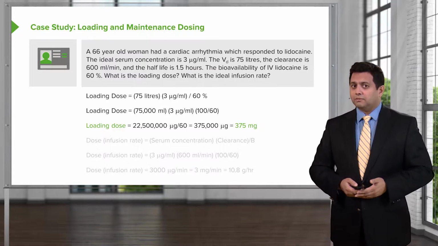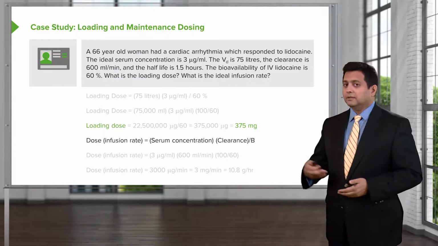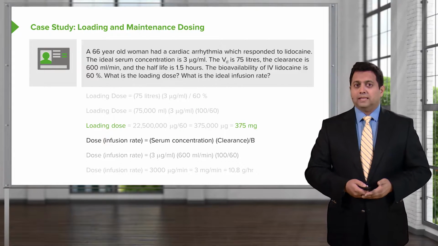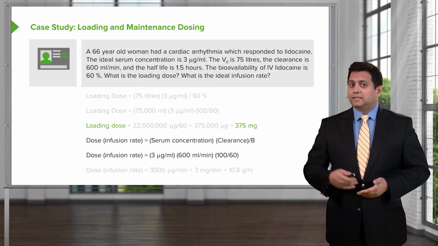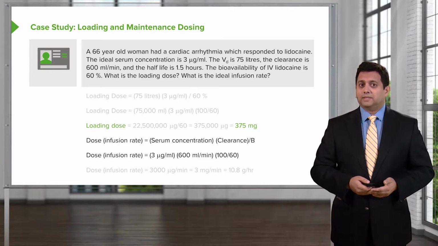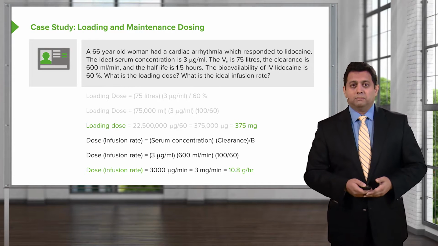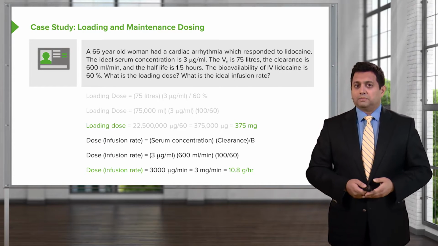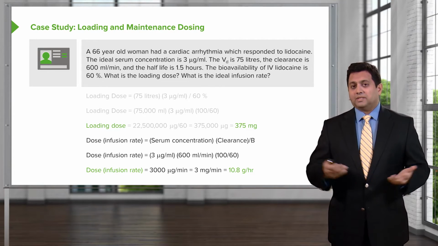The infusion rate is going to be your serum concentration multiplied by your clearance divided by bioavailability. We're going to give an infusion rate of 3 micrograms per mil times 600 mils per minute times 100 over 60, which gives us 3,000 micrograms per minute, or 3 milligrams per minute, or if we convert it into hours, it's 10.8 grams or 10 grams an hour.